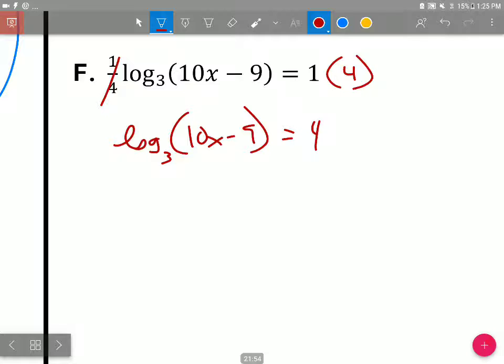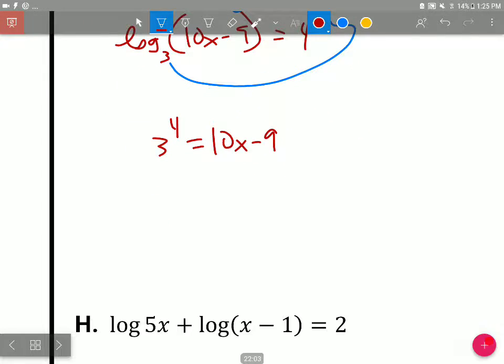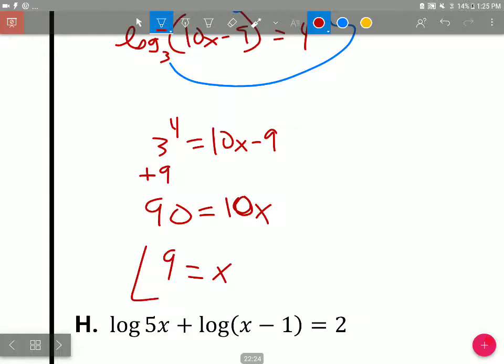Okay, to popcorn out of it, what's your base? 3. So 3 to the 4 equals all that. 3 to the 4 equals 10x minus 9. 3 to the 4th is a number. 81. That's okay, I don't expect you to remember that. What's 81 plus 9? 90. So x equals 9. Cool. I don't expect you to memorize 3 to the 4th, although we've done it enough, you might have it memorized, but I'm not demanding that. That's 81. Plus 9 is 90. Cool.